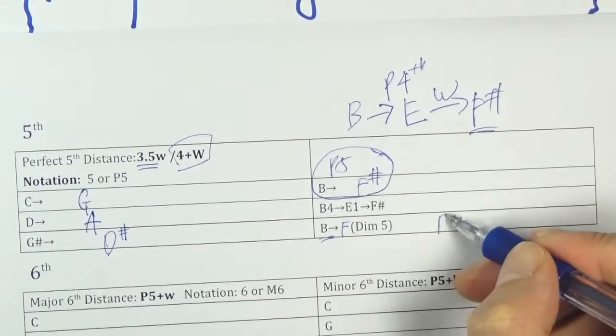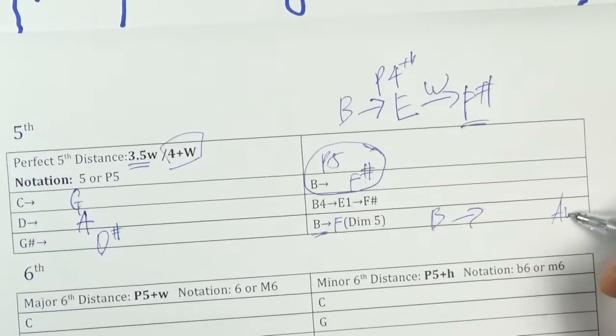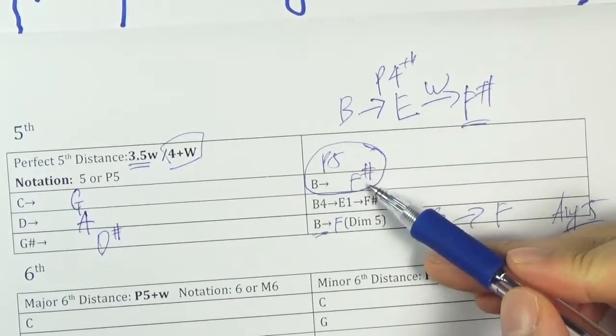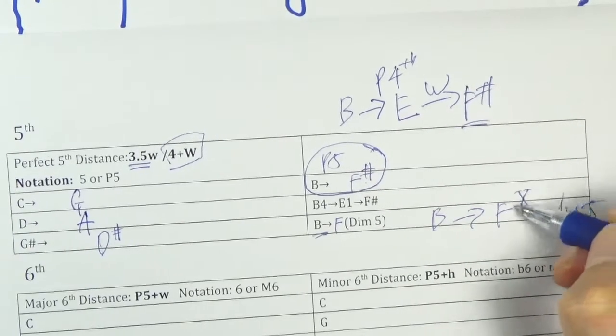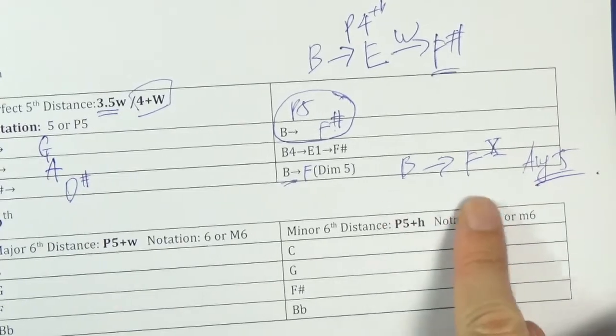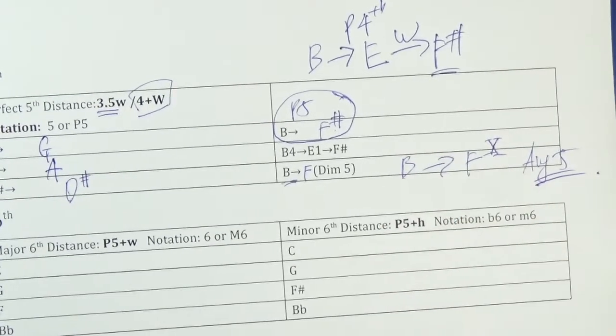And likewise, if you want an augmented fifth, since F sharp would be our perfect fifth, I have to raise that. So that should be a double sharp, F double sharp. B to F double sharp would be an augmented fifth apart, okay?